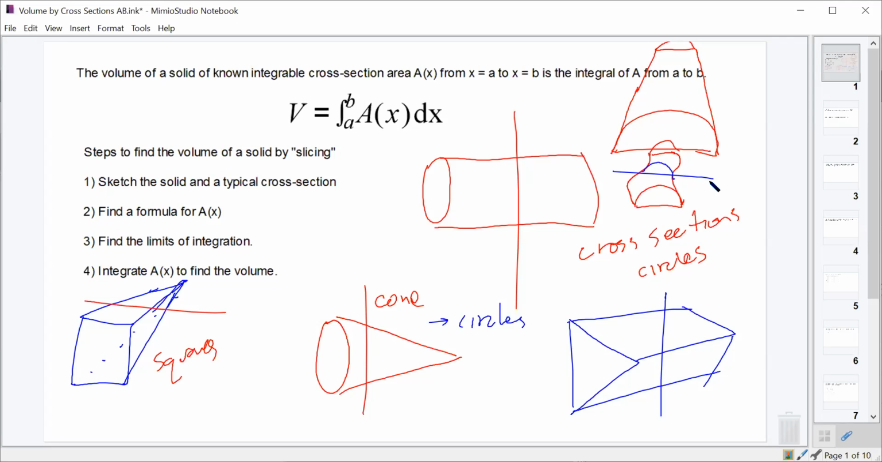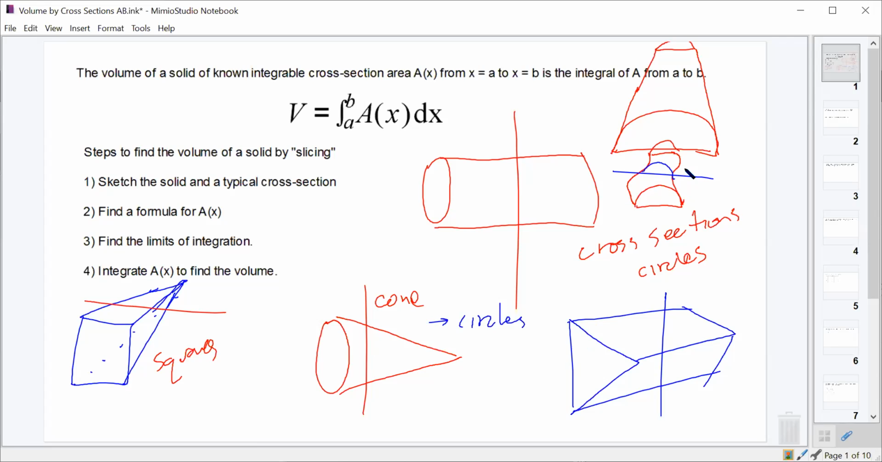And so all we're going to do is find a formula for the area of whatever the cross section is. So in this case, it'd be a square, x squared, or the length squared, or here, since circles, it'd be pi times the radius squared, or here it'd be 1/2 base times height, or here it'd be 1/2 pi times the radius squared, because it's a semicircle.